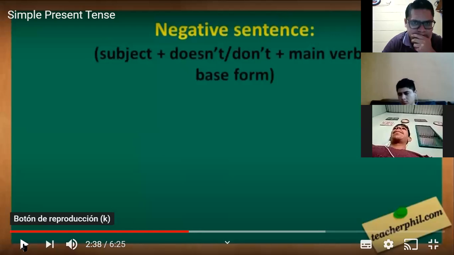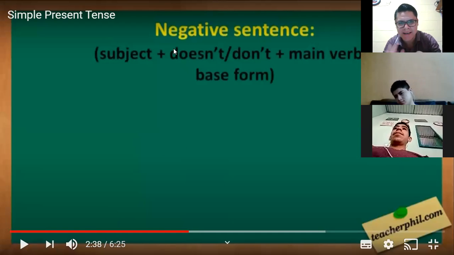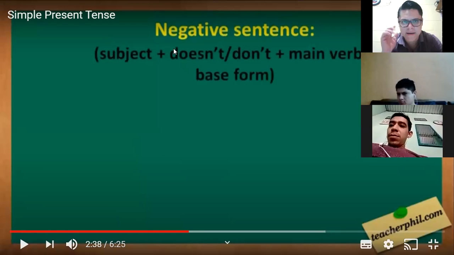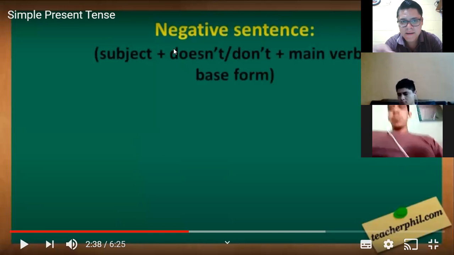All right, let's go on. Well, I wanted to write down the explanation so you can have it and take some notes. But I think I'm having problems with my internet connection. I think it's very slow, but I don't know why.